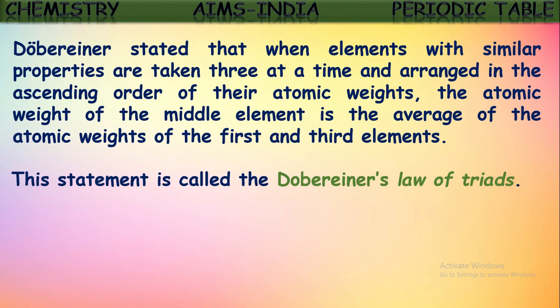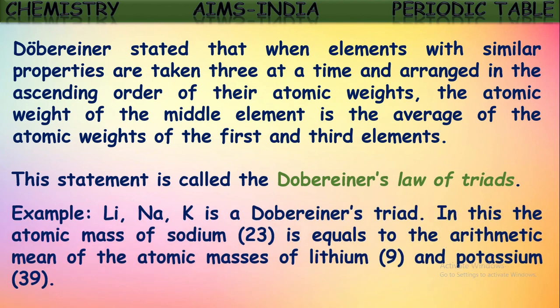This statement is called Dobereiner's law of triads. When elements are written in the increasing order of their atomic weights, the atomic weight of the middle element is equal to the arithmetic mean of the atomic weights of the first and third elements. This is Dobereiner's law of triads.